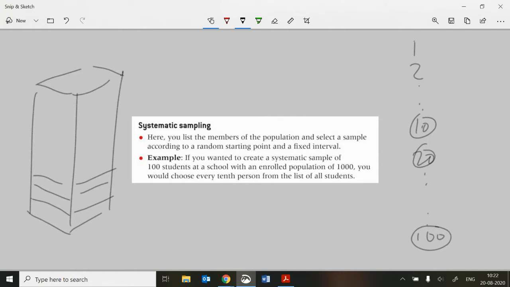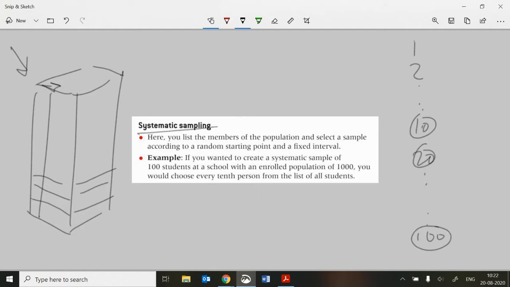Now it's possible that every 10th flat is in a particular corner position. Maybe it's in a great corner position that gets lots of sun, or maybe it's a bigger flat, or maybe there's something great about it, or maybe there's something terrible about it. There's a problem for systematic sampling in that there's a potential for you to get some kind of bias if something is turning up regularly on that list.